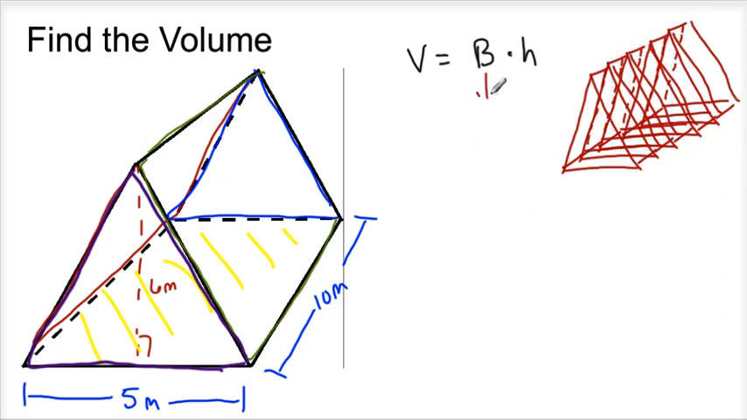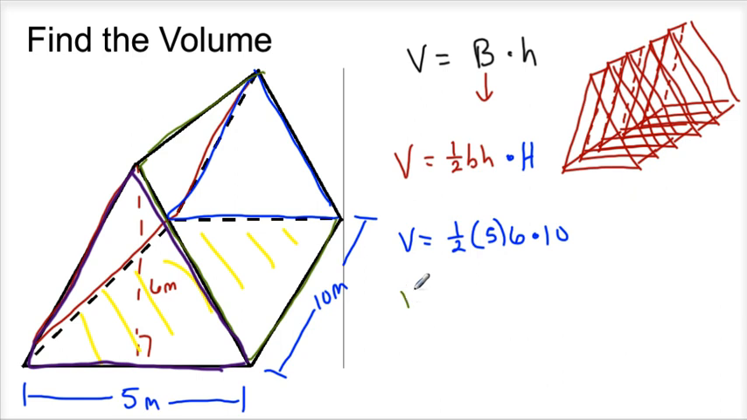Yes. So what is the base? The base is the triangle. What is the area of this triangle here? 1/2 base times height, times the height of the entire thing. Okay, so volume equals 1/2. What's the base of this triangle? Base of this triangle is 5. What's the height of this triangle? 6. What's the total height of this object? 10. If I multiply these all together, volume equals 5 times 6 is 30. 30 times a half is 15, times 10 is 150 meters cubed.